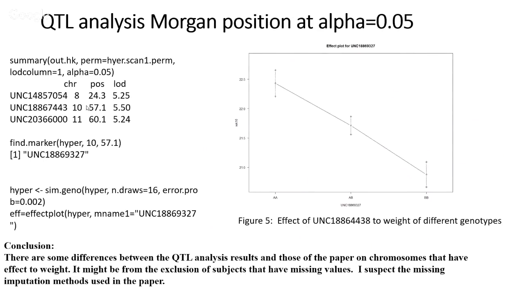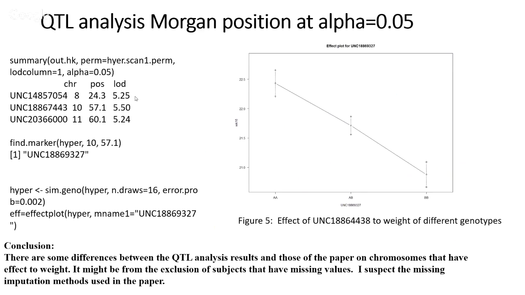We can use the summary with the permutation and alpha level to get the chromosome, the marker position, and the LOD score, as in this code. To show an example, we can find the marker on chromosome 10 at position 57.1. The marker name is UNC1886937.